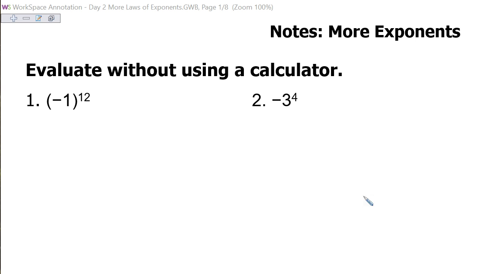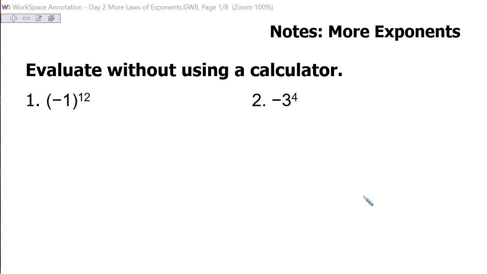Okay, today we are continuing with those exponent properties, and we need to evaluate these without a calculator. So everything today is without a calculator. Number one, this is just a good old 7th grade, 8th grade problem. We have negative 1 to the 12th power.